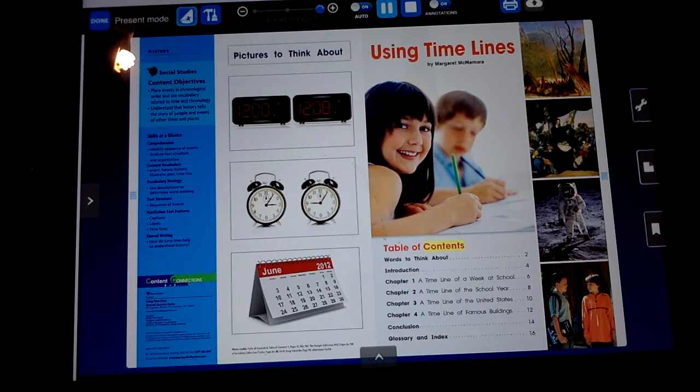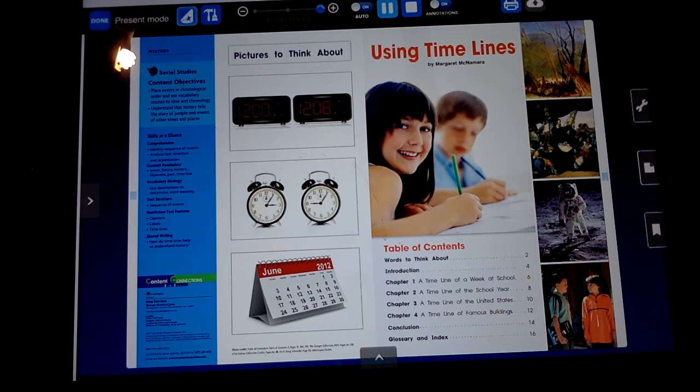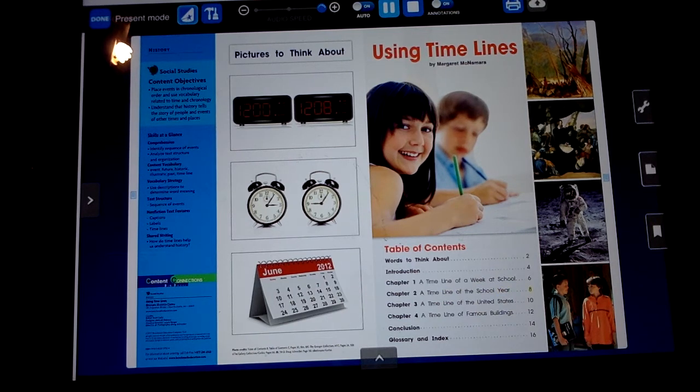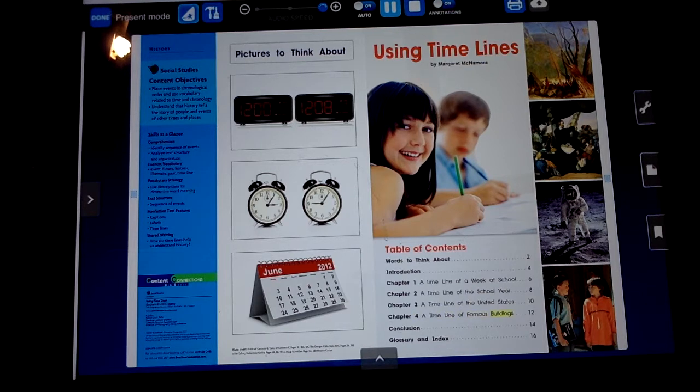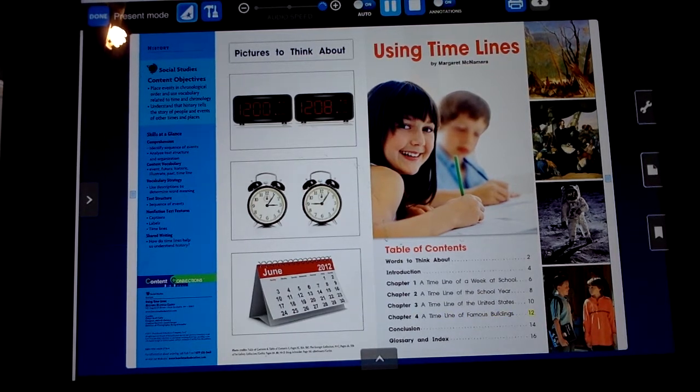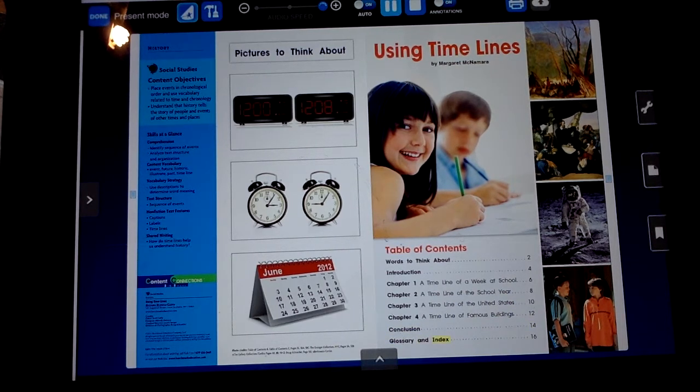Table of Contents. Words to Think About, page 2. Introduction, page 4. Chapter 1, A Timeline of a Week at School, page 6. Chapter 2, A Timeline of the School Year, page 8. Chapter 3, A Timeline of the United States, page 10. Chapter 4, A Timeline of Famous Buildings, page 12. Conclusion, page 14. Glossary and Index, page 16.